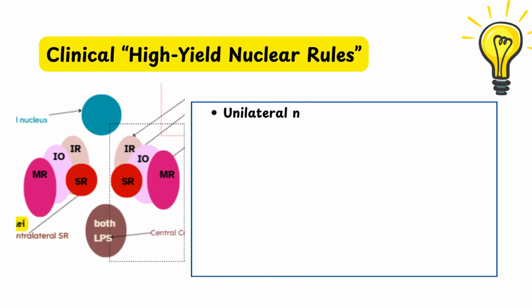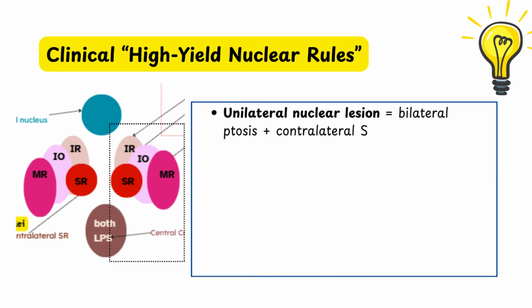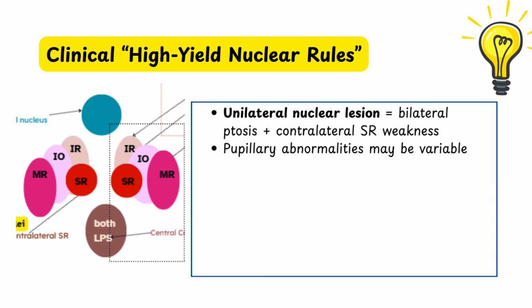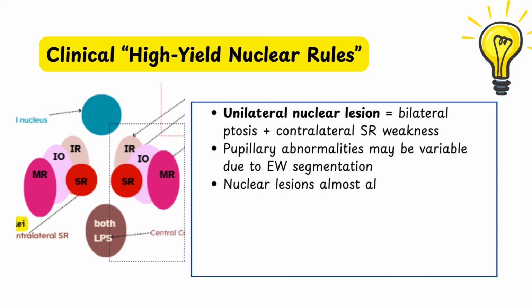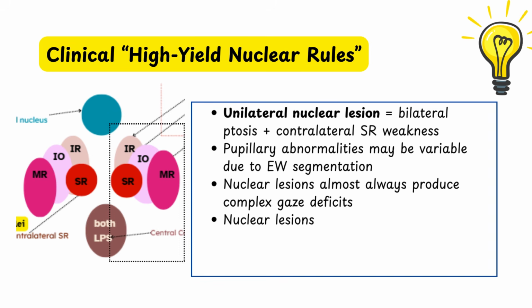Another important point here, a unilateral nuclear lesion will cause bilateral ptosis. And why is it so? Because the central caudal nucleus supplies both levators. You are also going to see a superior rectus weakness, but on the contralateral side, because these fibers cross from the medial nucleus. So remember this very high yield point regarding the nuclear affliction of the third nerve.